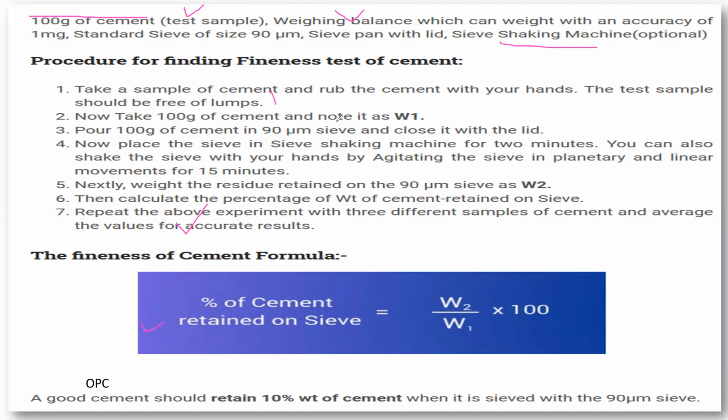Okay, fine. Now, how do you start with that? First, take a sample of cement and rub the cement with your hand. The test sample should be free of lumps. So why is this rubbing going to happen? Because we should make sure there are no air lumps in the cement. That is the reason.